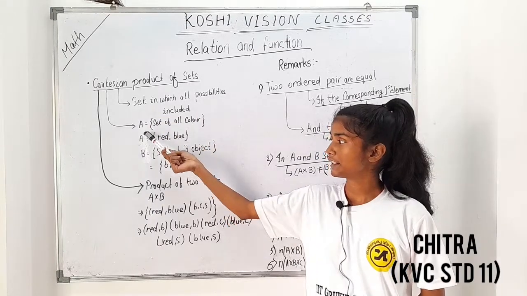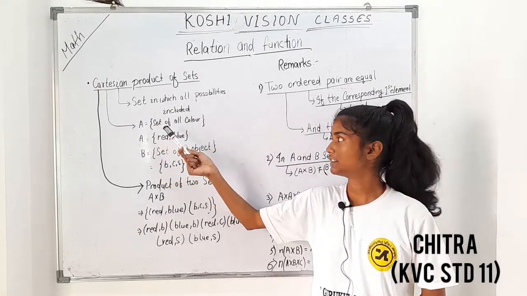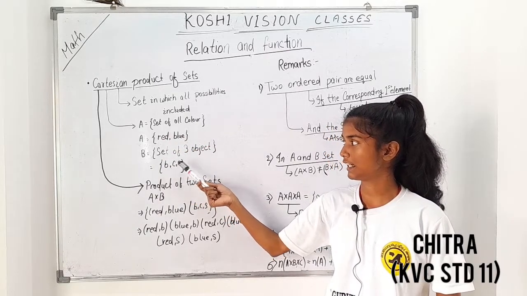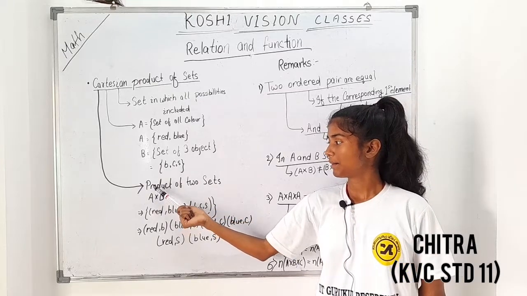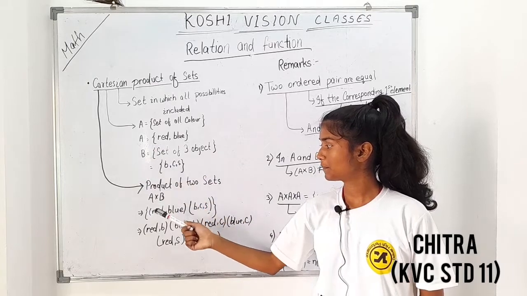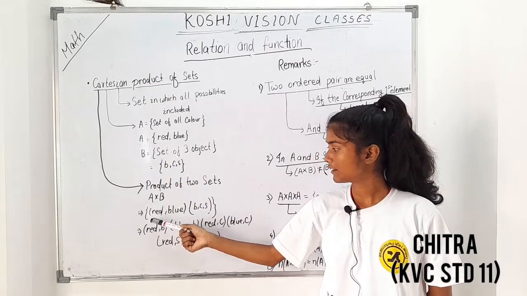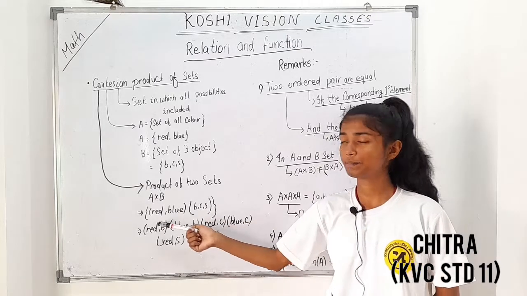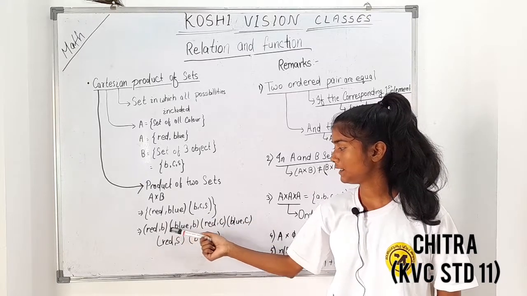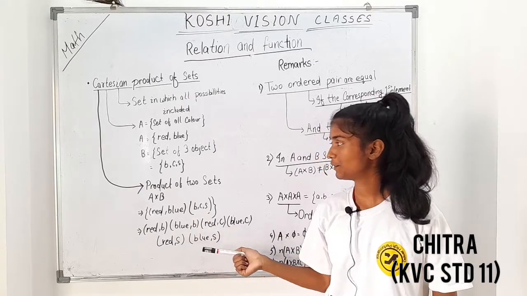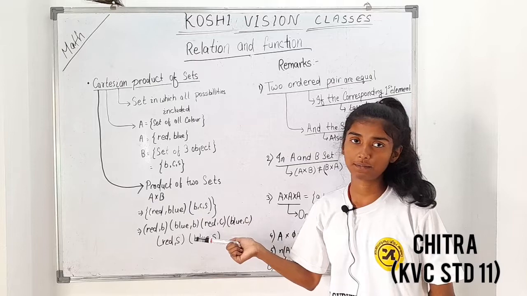There are two sets, set A and set B. Set A contains the set of all colors, red and blue, and set B contains a set of three objects B, C, S. Now multiply sets A and B. We get RB, blue B, red C, blue C, red S, blue S. These are the outcomes which come.